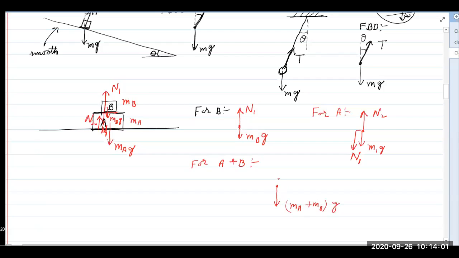Now from the ground there will be a normal, that is N2, and there is one more force, N1. So what is N1? It is an internal force between A and B. N1 is appearing twice, one on B and the second on A, so N1 will get cancelled. So internal forces are not written while drawing a free body diagram.